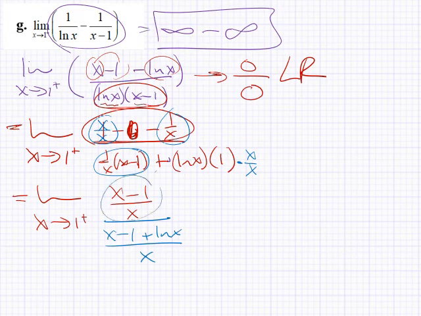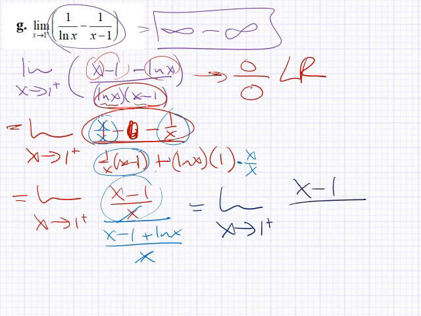Now I have a fraction divided by a fraction. I'll flip and multiply. That'll cancel these two x's and ultimately give me the limit as x approaches 1 from the right of x minus 1 over x minus 1 plus log x. All right. That makes things a little bit easier. Oh, sorry, I mixed something. Remember, I had to multiply by x, so there's actually an x here, and there's an x here. There we go.